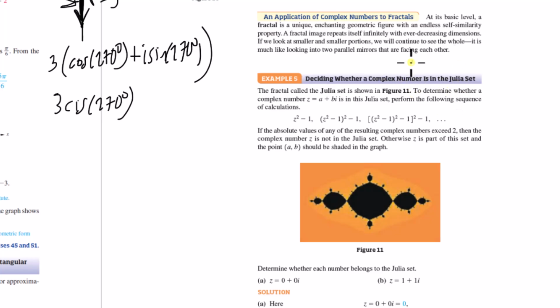Okay, so what does this have to do with complex numbers? All right, deciding whether a complex number is in the Julia set. The fractal called the Julia set is shown in figure 11.